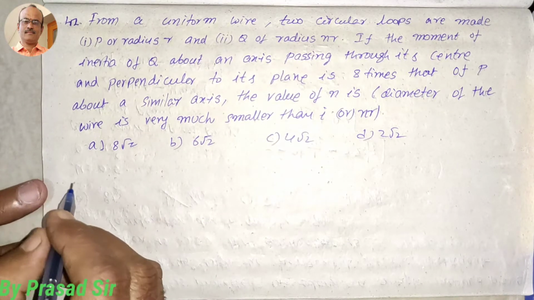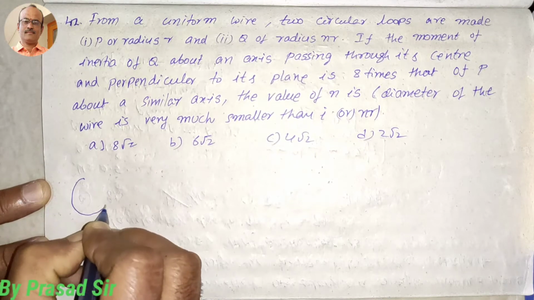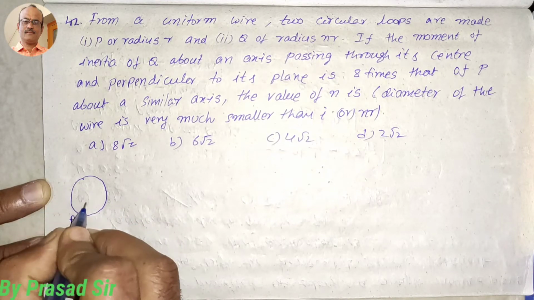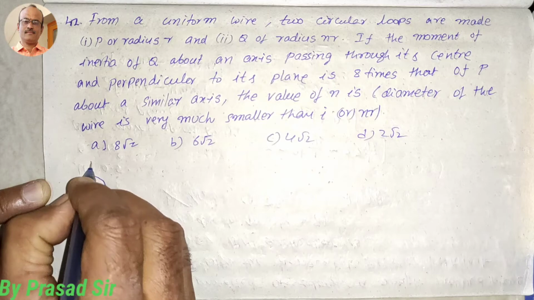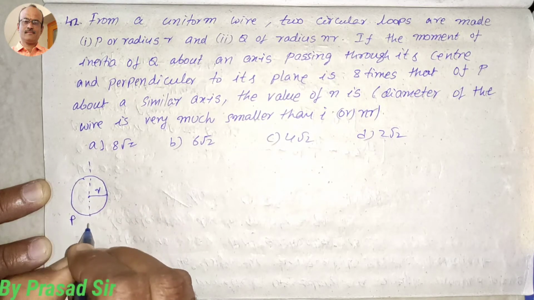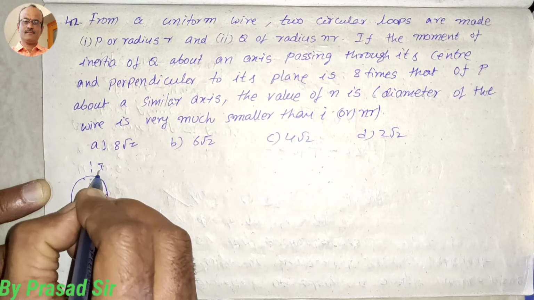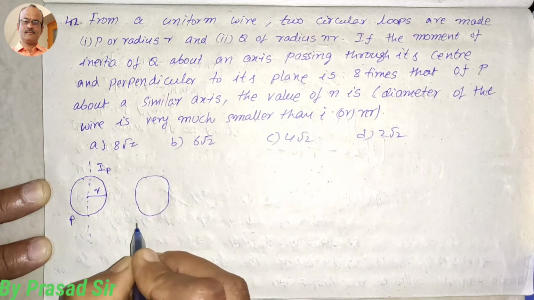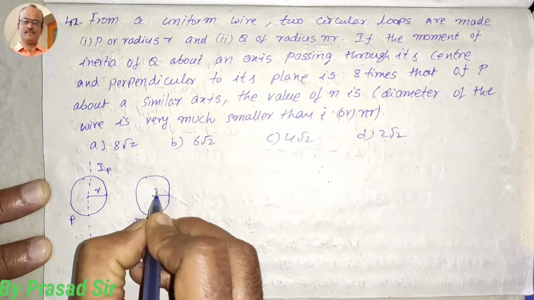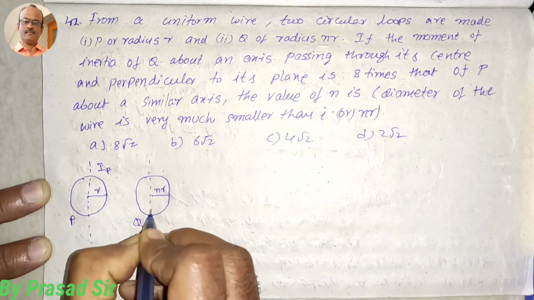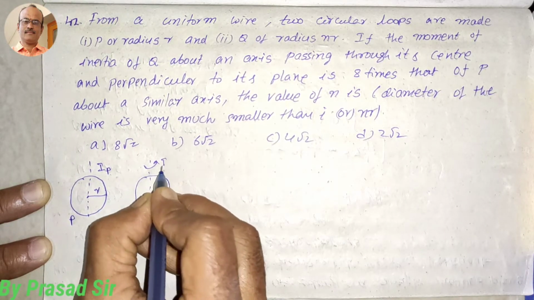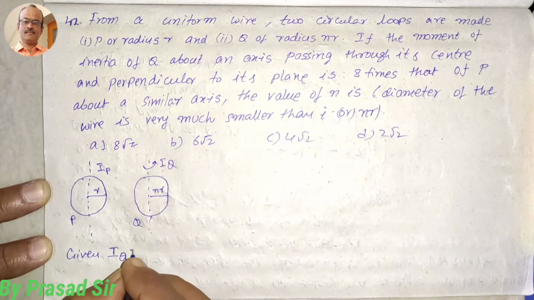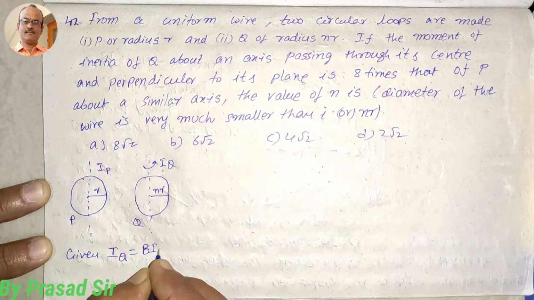So options are given. So first of all, here I will take the uniform wire, that is two circular loops. This loop is taken as P and the radius I will take as r. So the moment of inertia about the axis is I P, and another loop Q having the radius nr, and the moment of inertia about the axis is I Q. But here it is given that I Q is equal to 8 times I P.